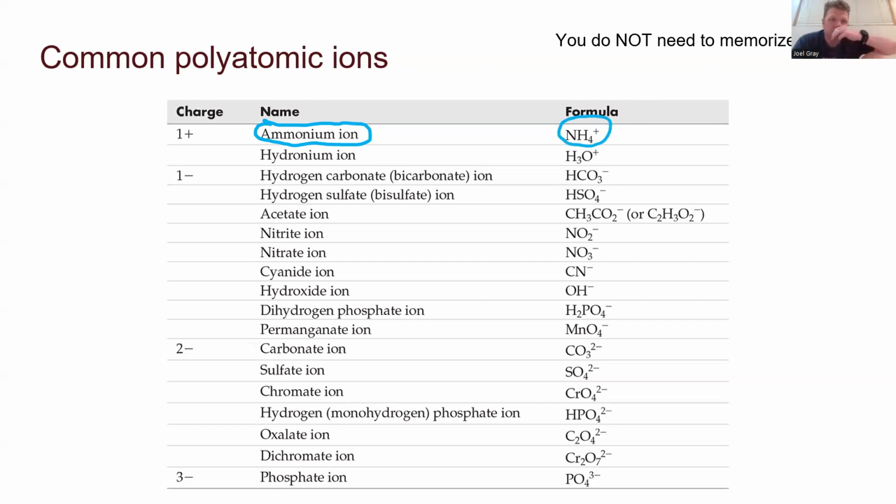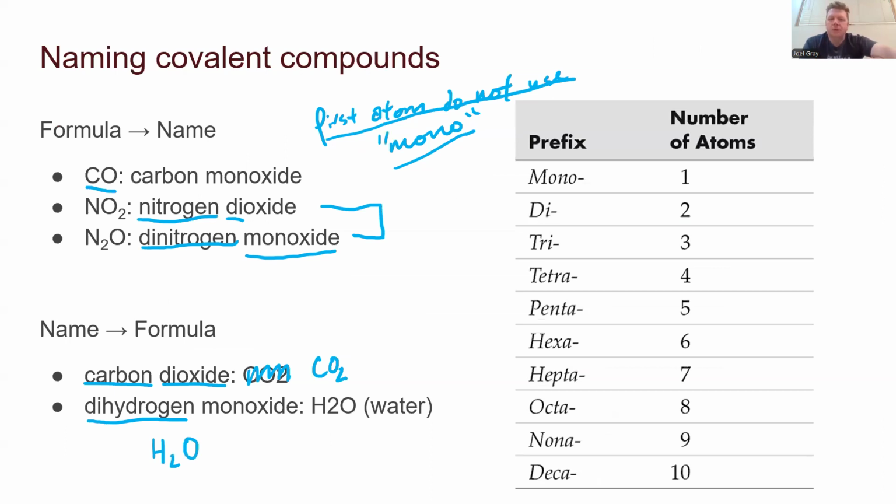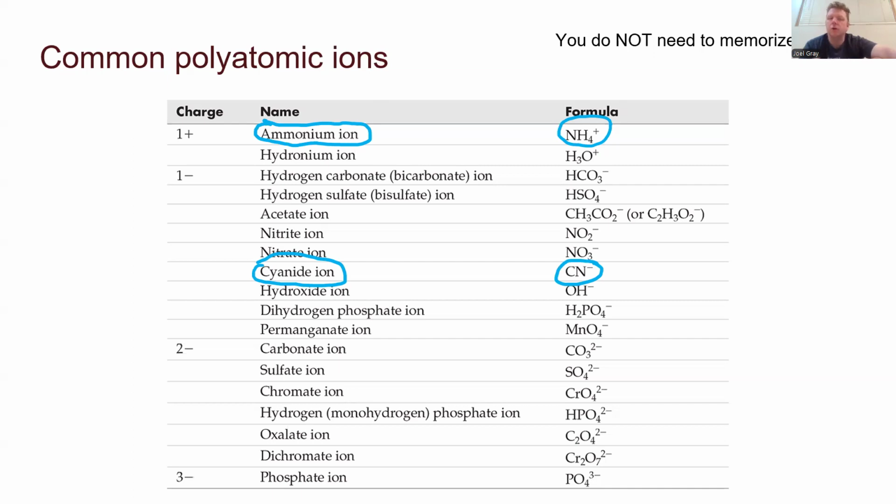Now, this table right here, I don't expect you to memorize these. I don't need you to memorize them. But these are what are known as common polyatomic ions. They all have unique names. So if we look at cyanide, it is carbon and nitrogen, one carbon, one nitrogen with a negative charge. If you're thinking about this and using the rule set right here, you would probably call it carbon mononitrogen. But remember, it has a negative charge, so it's not going to be carbon mononitrogen. Instead, this is the cyanide ion, or CN minus.